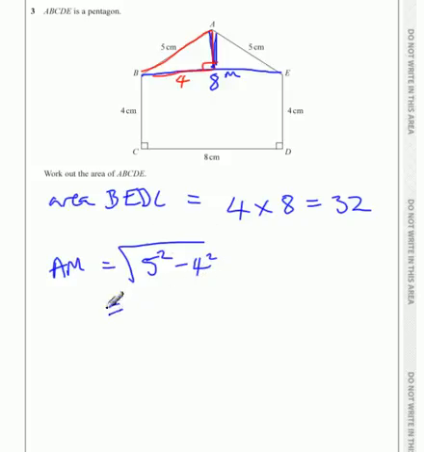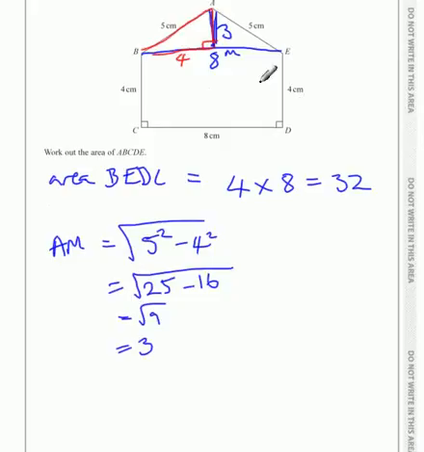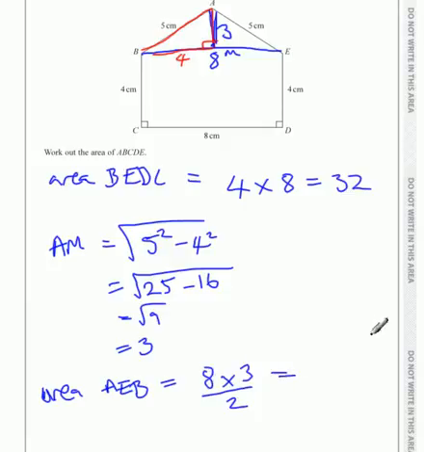This is one of our standard Pythagorean triples. If we work it through, we can see that's 25, take away 16, which equals 9. Square root of 9 is 3. So the height of this triangle is 3. And then we can use that to work out the area of the triangle. So the area of AEB, that triangle, is going to be the base, 8 times the height, which is now 3, divided by 2. 8 times 3 is 24, divided by 2 is 12.